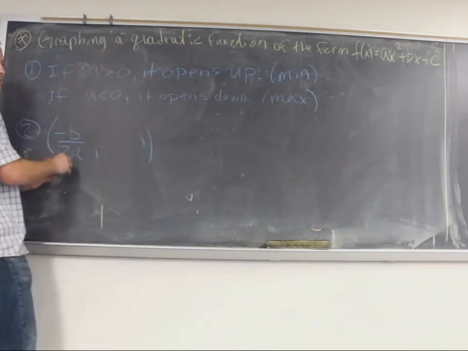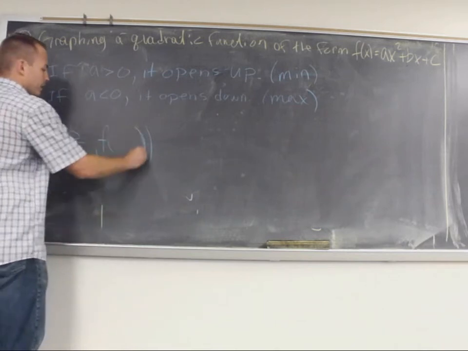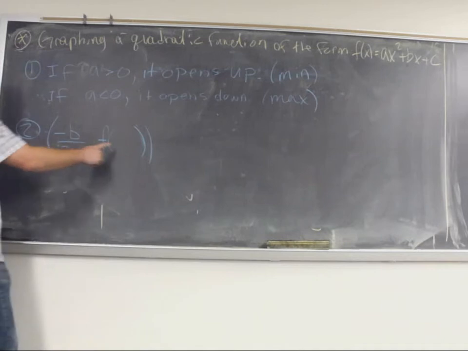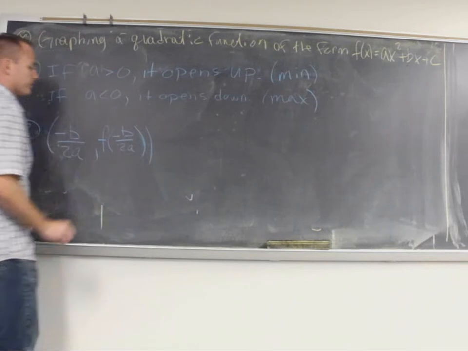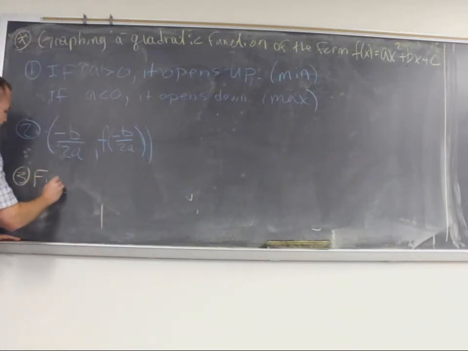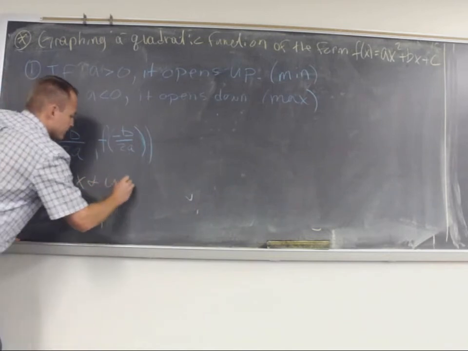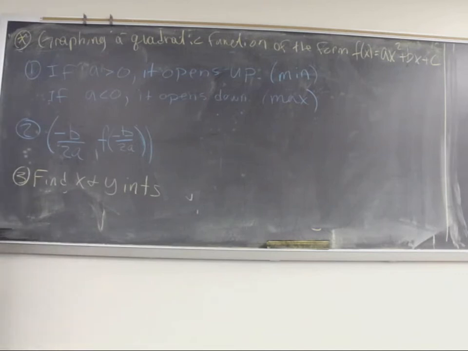Now we need to take that x value and plug it back into the function. Our function we're using is called f. So I just take whatever value is here and plug it into my function f. So I'm just going to rewrite negative b over 2a. And this will make a little more sense when we do an example. The third step is find x and y intercepts. And then number 4 is plot. So you plot everything and connect the dots.